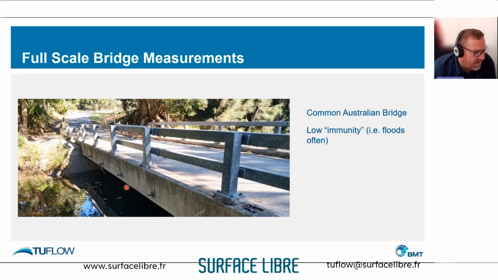We've got the deck, and there are no piers. We can see this little lip again that we saw previously. We've got some railings going on. So it's a simple deck and rail bridge, with minimal embankments in this instance, and no piers. What was quite useful about this bridge is that it has low immunity. It floods quite often, about once a year.